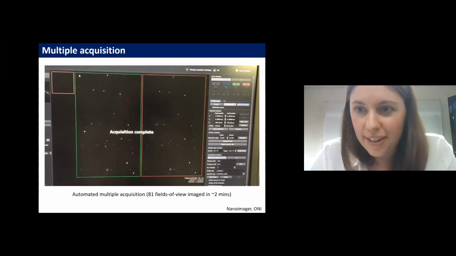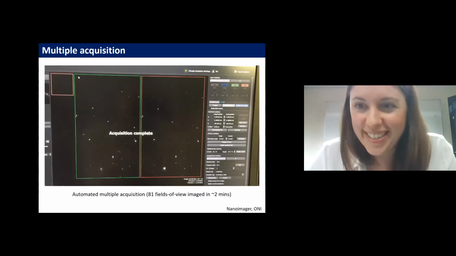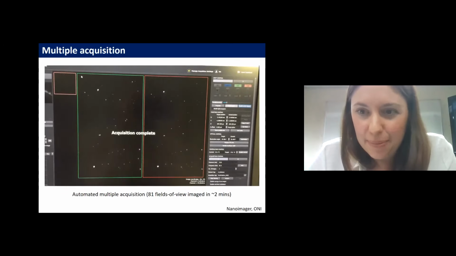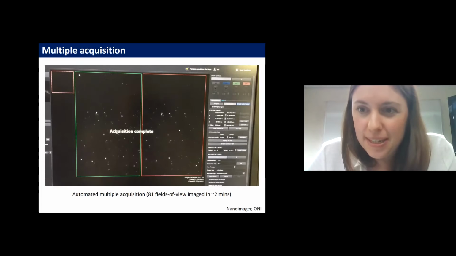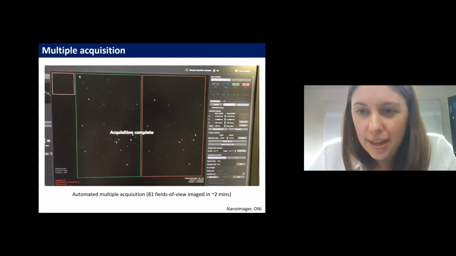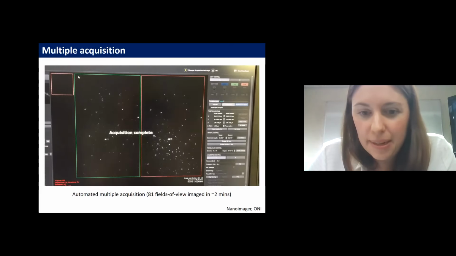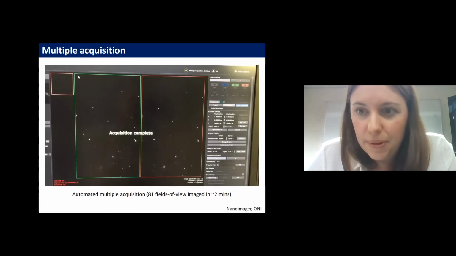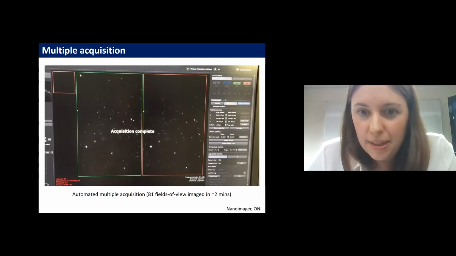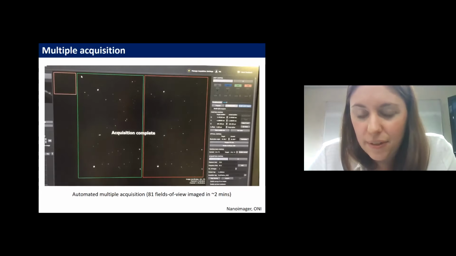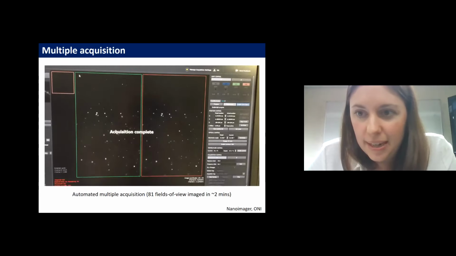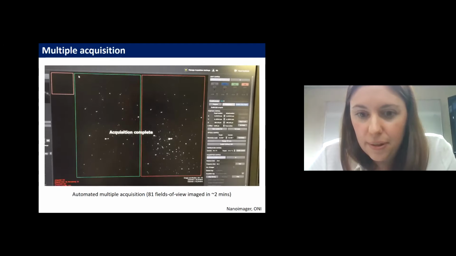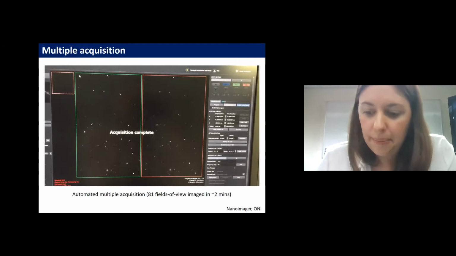So apologies for my very wobbly video here, but this is just to demonstrate the multiple acquisition capability of our microscope. So basically, we prepare a sample and then to remove any bias in our sampling, and also to make sure that we can take a lot of images very quickly, we use multiple acquisition, where the microscope automatically changes the field of view, refocuses, and takes a short movie. And using this, we can take around 81 fields of view of a single sample in around 2 minutes.